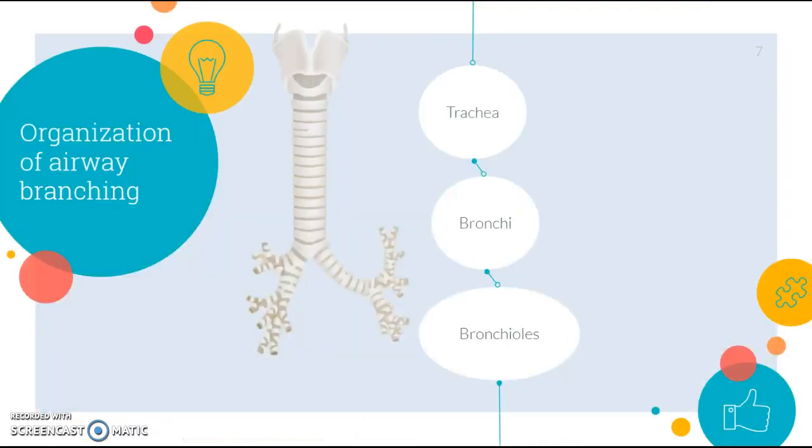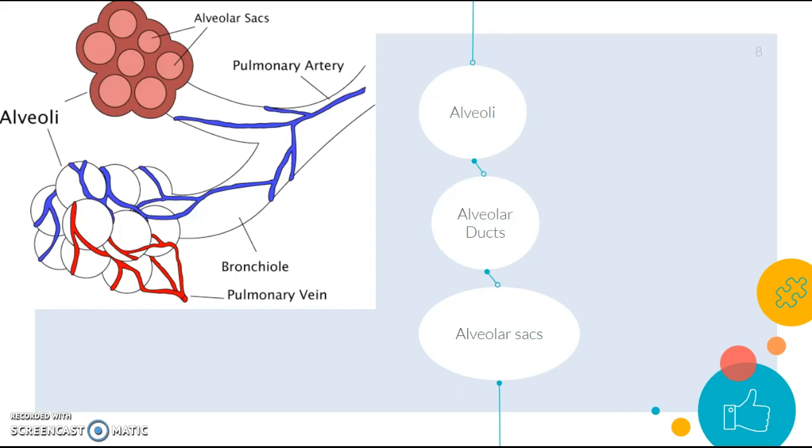So let's talk about the organization of airway branching. Of course, we have our trachea, which is here. And then we're going to have our 2 main branches here, which are our bronchi, and then they go off into other smaller branches called bronchioles. After that, we have our alveoli, and then we have things called alveolar ducts, and then alveolar sacs, which you can kind of see the zooming in here.